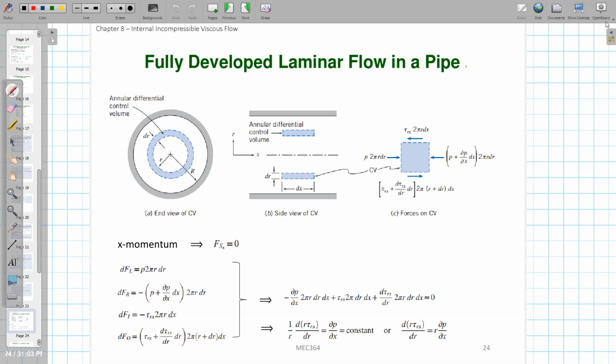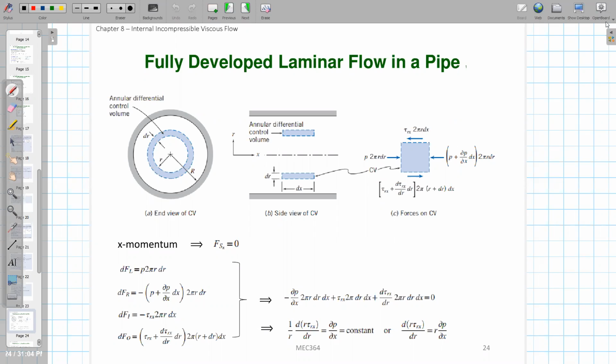To solve the flow field, we are only focusing on the fully developed region. The entrance region is out of the scope of this class. Our purpose is to solve for the velocity profile as a function of y in the fully developed region. What that profile will be.